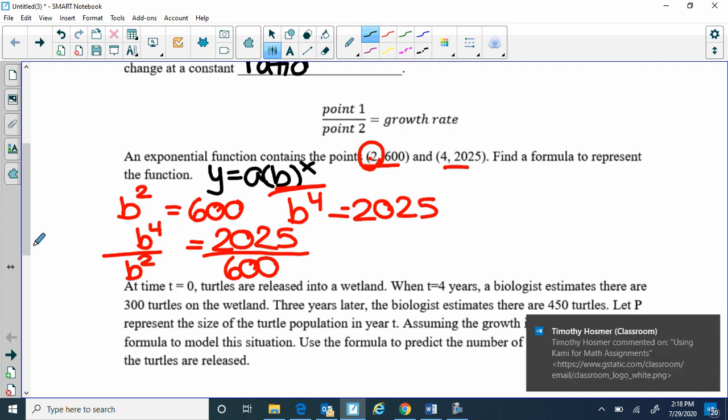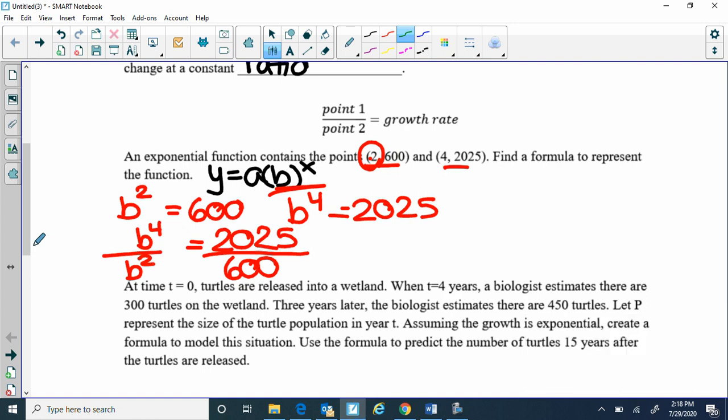If you remember your rules of exponents, b to the 4th divided by b to the 2nd, since we have the same base, we can just subtract those exponents. So 4 minus 2 would give us 2, and we would have b to the 2nd equals 2025 divided by 600, which is just a calculator problem, and that gives you 3.375.